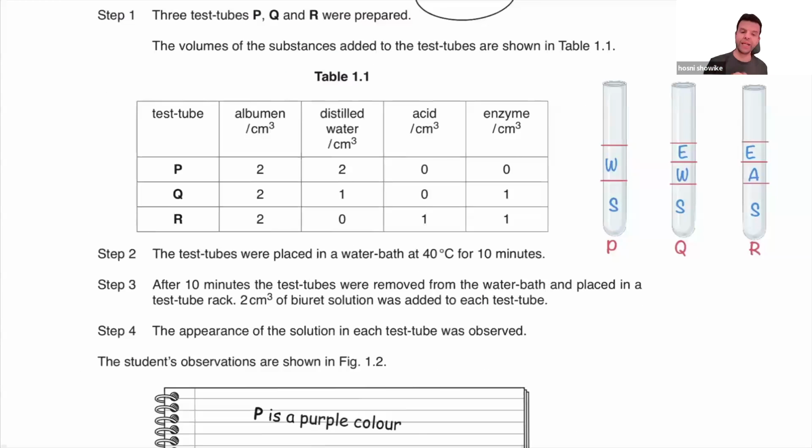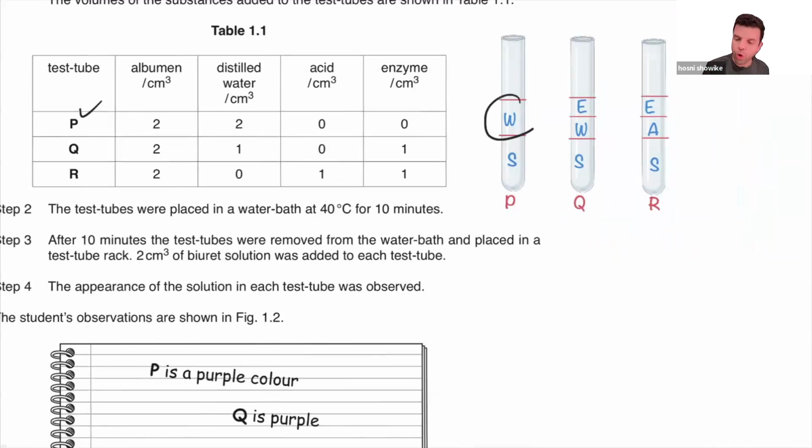So we got 3 test tubes, P, Q, and R. P got water and substrate. Okay, so it's nothing. That's a control. That's the one we're going to use for comparison. Q has what? Has enzyme, water, and substrate. And the last one has enzyme, acid, and the substrate.